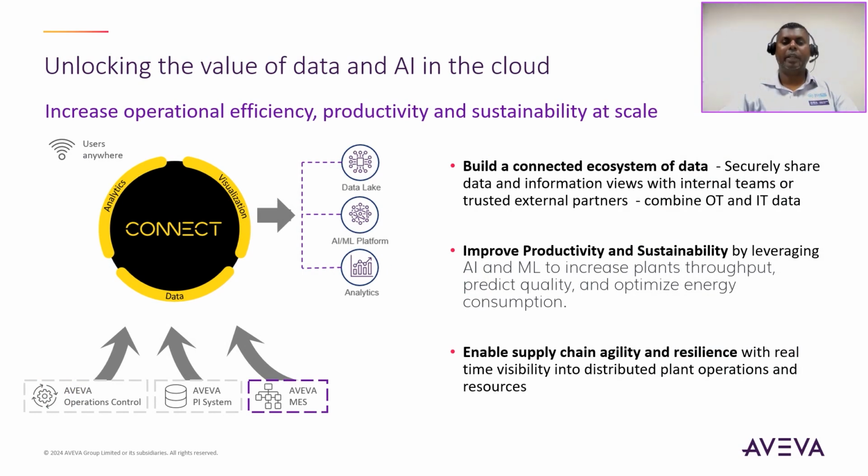Unlocking the value of data and AI in the cloud, increase operational efficiency, productivity, and sustainability at scale. You can build a connected ecosystem of data, securely share data and information views with internal teams or trusted external partners, combine OT and IT data, improve productivity and sustainability by leveraging AI and ML to increase plants' throughput, predict quality and optimize energy consumption, enable supply chain agility and resilience with real-time visibility into distributed plant operations and resources.